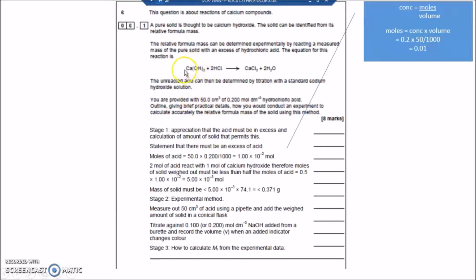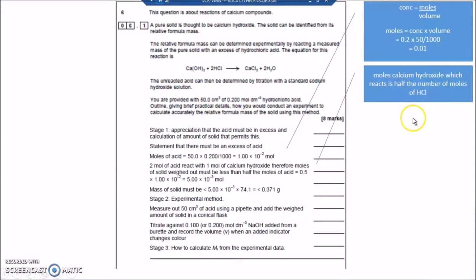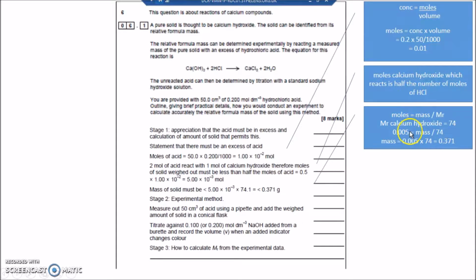So experimentally, how much calcium hydroxide would we use? 1 mole of calcium hydroxide reacts with 2 moles of acid. So if we take that number and we divide by 2, that comes out as 0.005. Now, how many grams of calcium hydroxide are we going to need?